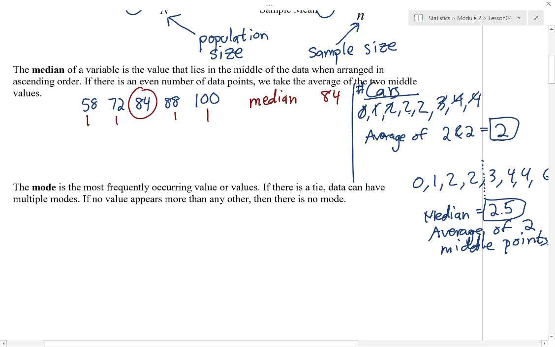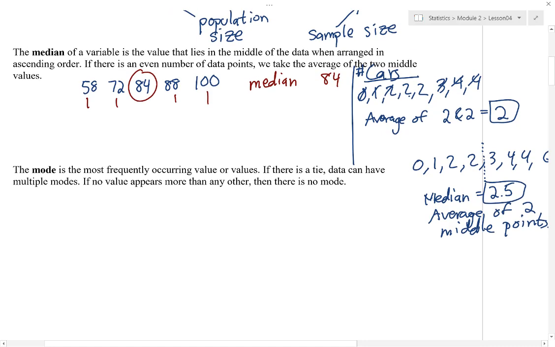We're not going to be finding the mode too often. Generally, when we refer to mode, we're referring to the most frequently occurring value or values. You can have more than one mode, or you can have no modes. And the mode is the only measure that can be done with qualitative or non-numerical data, because it doesn't require any actual calculations.